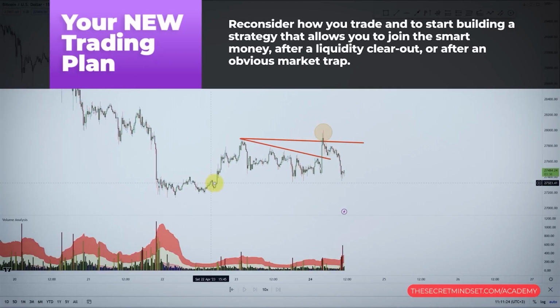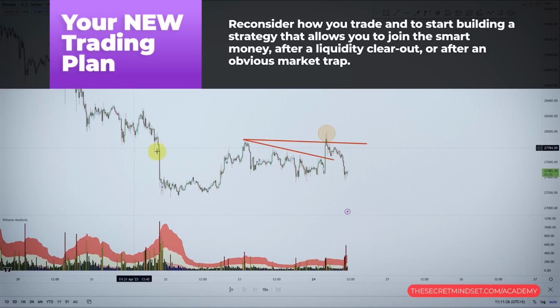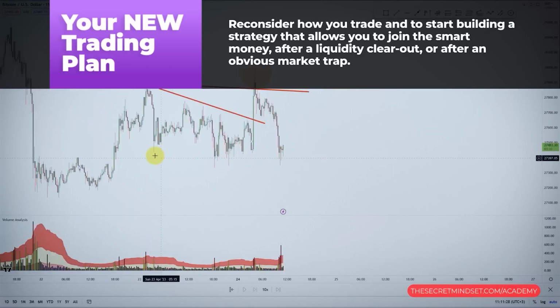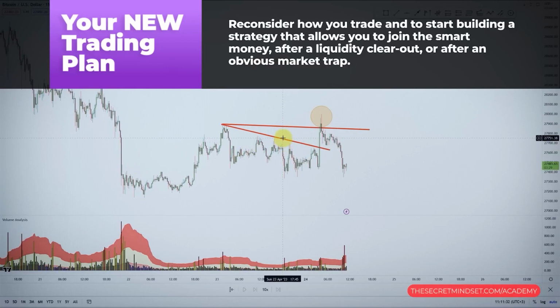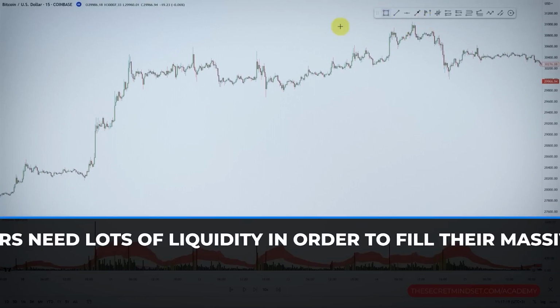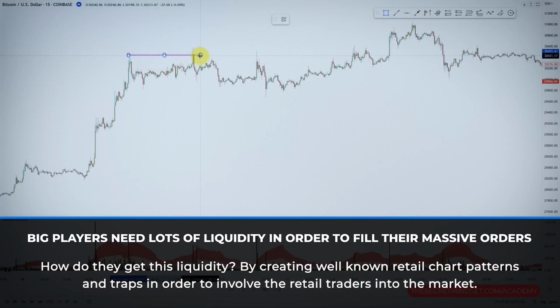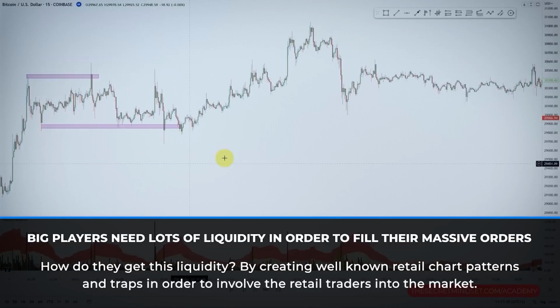It's time to reconsider how you trade and how to start building a strategy that allows you to join the smart money after a liquidity clearout or after an obvious market trap. Again, the big players need lots of liquidity in order to fill their massive orders. How do they get this liquidity? By creating well-known retail chart patterns and traps in order to involve the retail traders into the market.